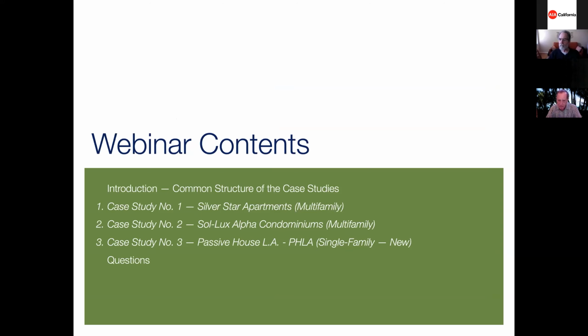And so the first two examples are multifamily. Interesting contrast, because the first example, Silver Star Apartments in Los Angeles, is affordable housing. And the second one is so-called luxury condominiums. So we have very different examples of multifamily achieving the same goals. And the last example to round out is a very nice new single family house, which was built in Culver City a few years ago.